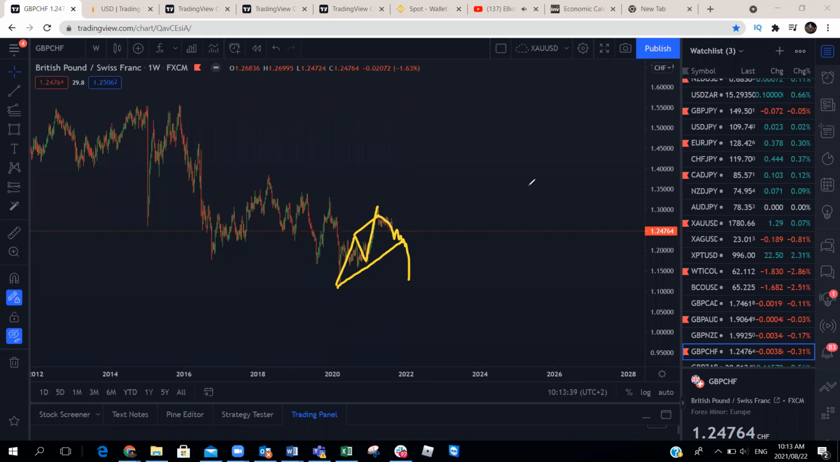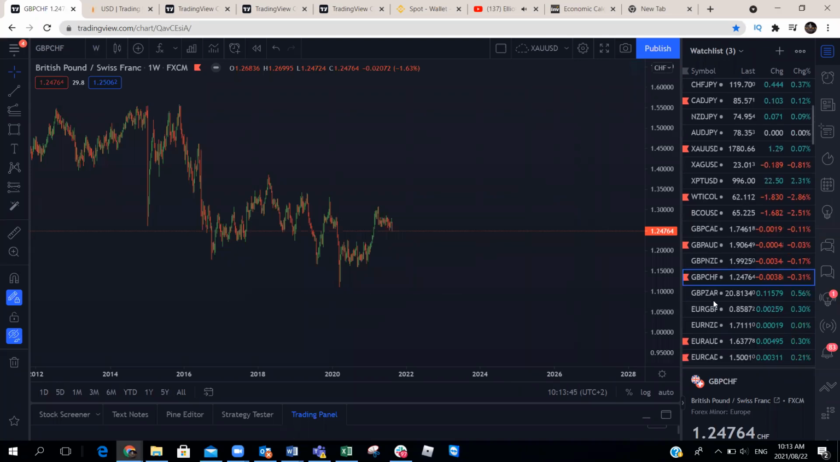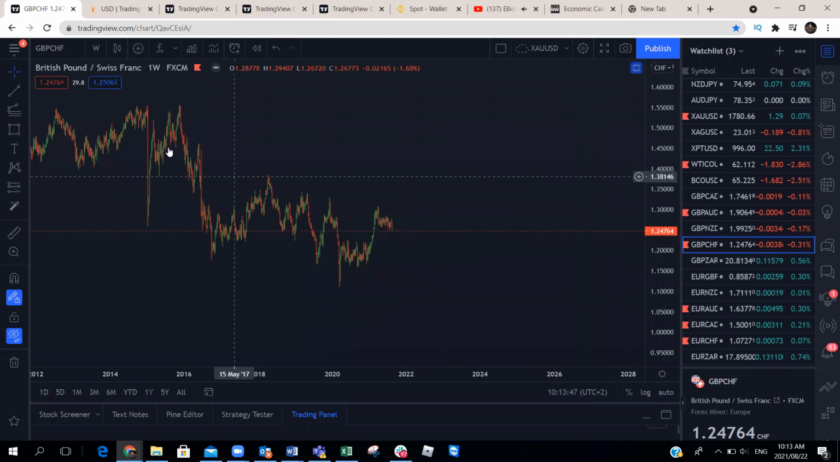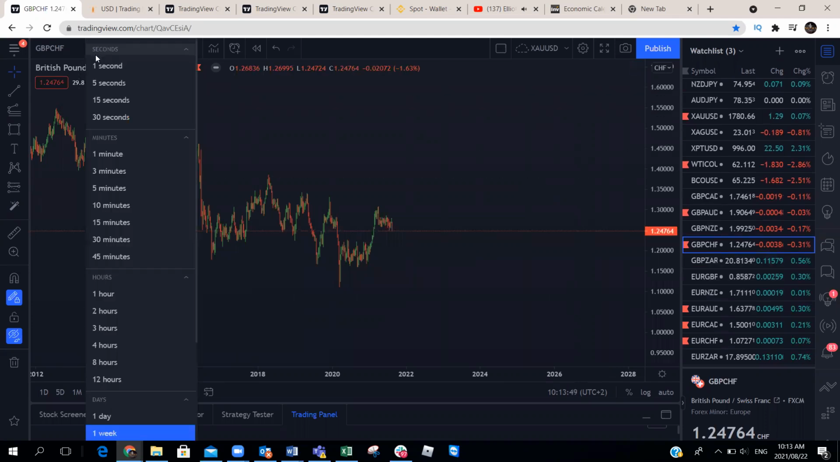Okay, so that is what we've got on pound CHF, and a lot of the structures are at their weekly reversal areas. So that's why I'm saying September is going to be very interesting. So brace yourselves and trade responsibly.